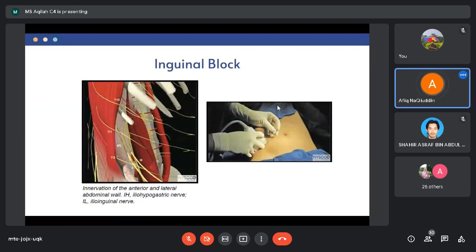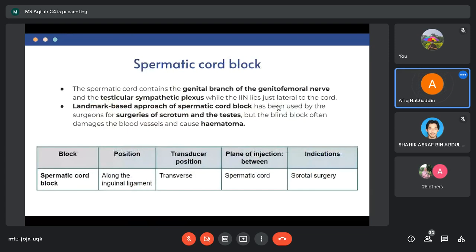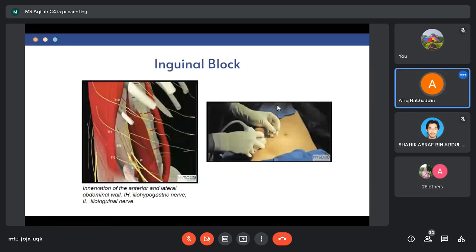So this is the picture. Okay, next. Then also we skip this one. Okay, we skip this one. Right, next.